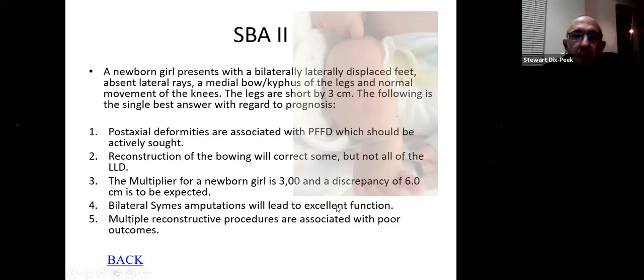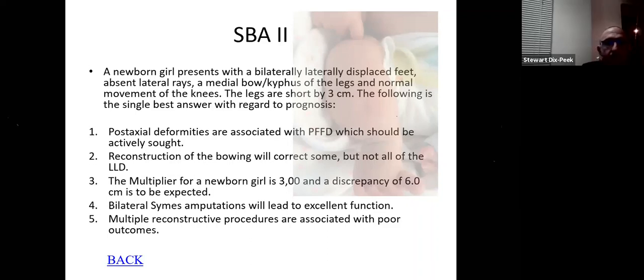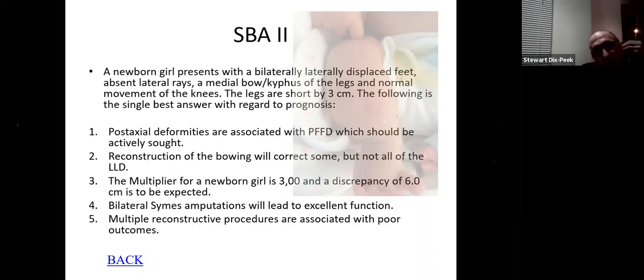So bilateral, and I have a look at it. Excellent function. Does it jump out, Niku? Definitely not. Okay, so put that in the back of your head. Multiple reconstructive procedures are associated with poor outcomes. That is true. So they're all true, by the way. So which one are we going to choose?